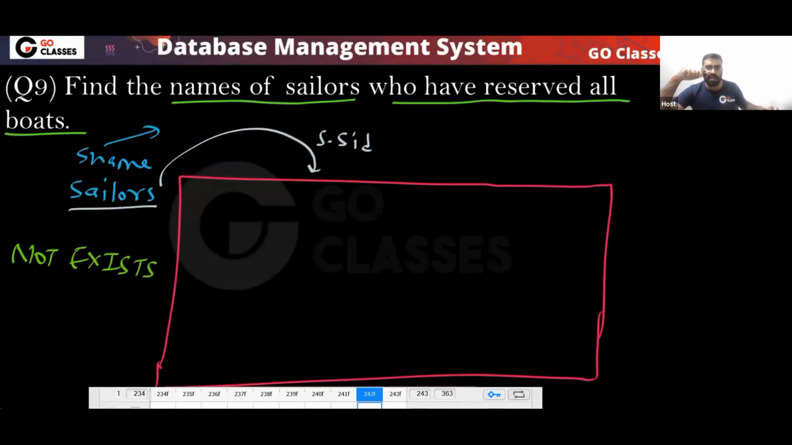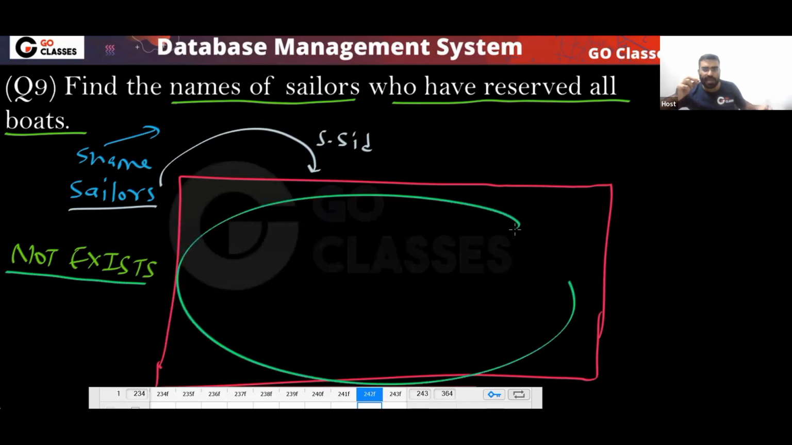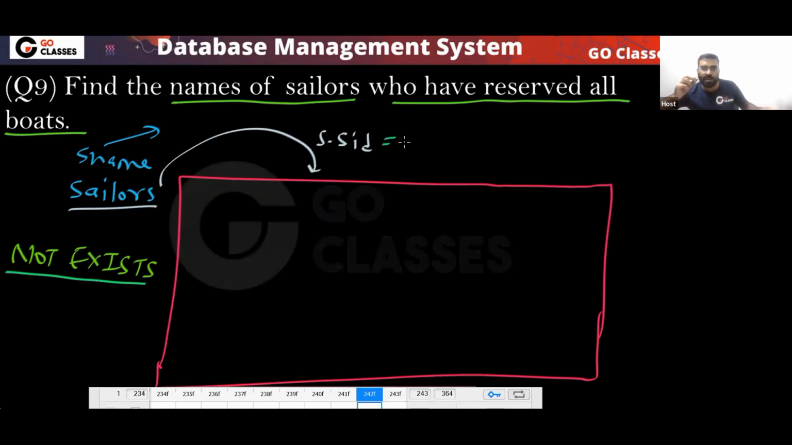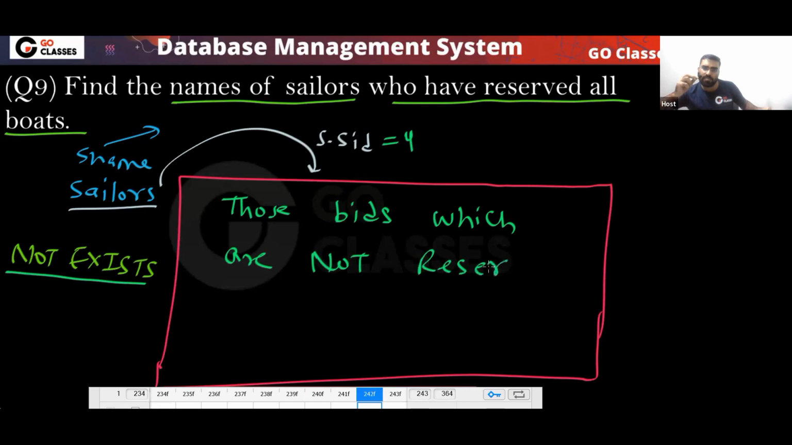Just think about the idea. Again, I will go step by step. See, what I will do, I will find those BIDs which are not reserved by s.sid equal to 4. Agree? Yes or no? And for this I will put not exists. Those are the BIDs I want to find.